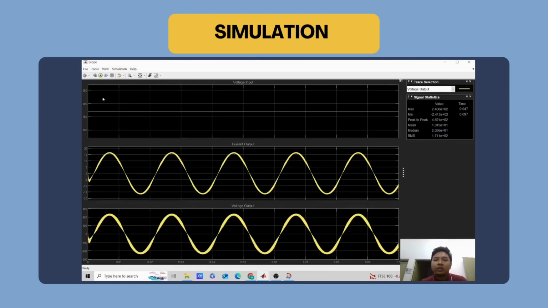So we run. As you can see here, there are 3 output waveforms. The first one is the voltage input waveform, then the current output waveform, and the voltage output waveform. For the voltage input, the value is 269 volts, and for the current it is 60.89 amperes, and for the voltage output it is 240.8 volts.